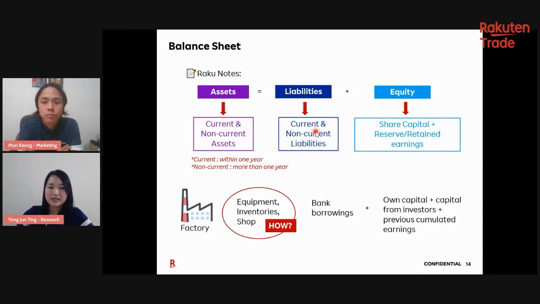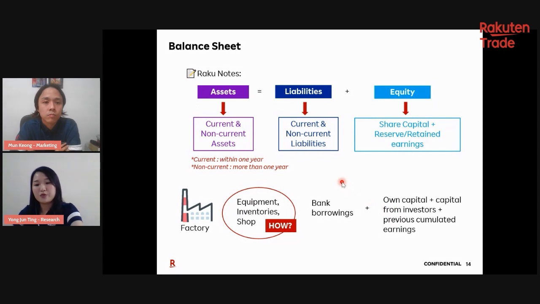Same goes for liabilities: current liabilities are your debt, your financial obligations that have to be settled within a year. And then non-current liabilities can be settled in more than a year. Equity, as I mentioned just now, is share capital, the money that you raise from your investors, and also the retained earnings reserve, which is your previously accumulated earnings.